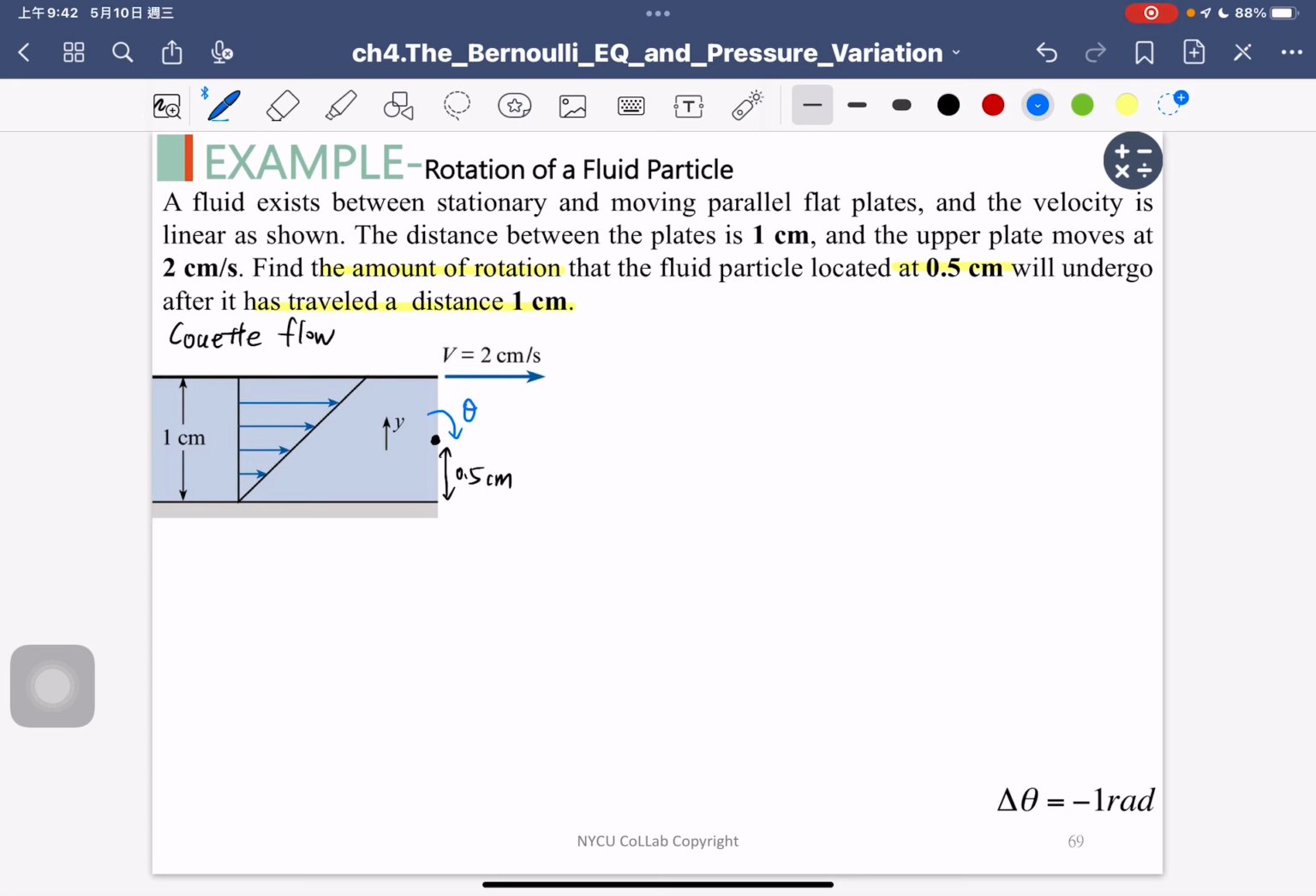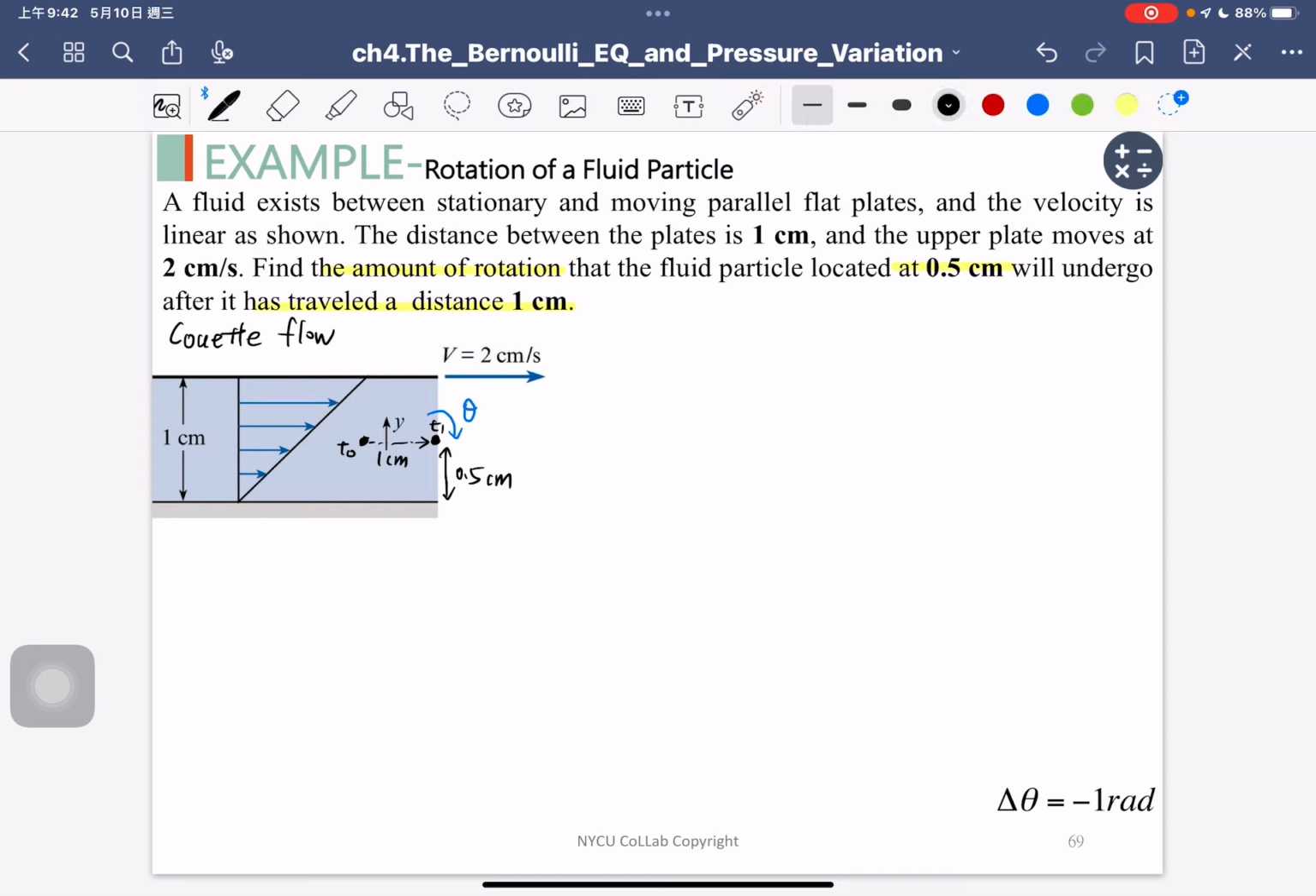And my question is, initially the point is in here. And when the point travels the 1 centimeter distance, how large is the angle of rotation? So initially this is maybe T0, and after time T1, the point moves to the right. When the point moves 1 centimeter to the right, how does the theta angle change? How much does the theta angle rotate?